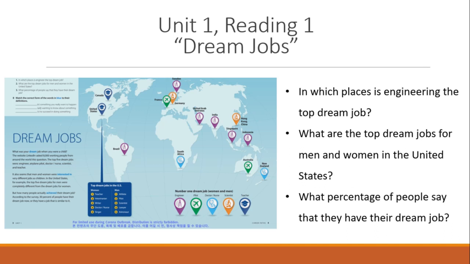The next page, pages 3 and 4 in your textbook, has this nice infographic. Now, an infographic is a picture with information in it, and here it's called Dream Jobs. You can see a map with all the different dream jobs depending on the places around the world. The country where I'm from, Canada, you can see that the top dream job in Canada is to be a teacher. So I guess I got the best job for Canadians, right? I am a teacher now.